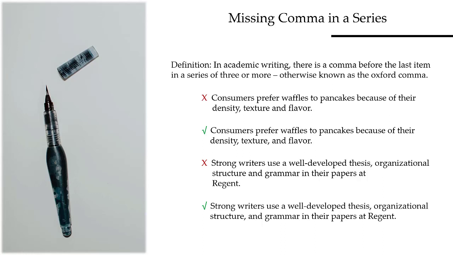So here's an example of a sentence that's missing the last comma. Consumers prefer waffles to pancakes because of their density, texture, and flavor. In this case, we're missing the comma after texture to set off that third item in the list. So consumers prefer waffles to pancakes because of their density, comma, texture, comma, and flavor. Here's another example. Strong writers use a well-developed thesis, organizational structure, and grammar in their papers at Regent. You can see the listed items are well-developed thesis, organizational structure, and grammar.